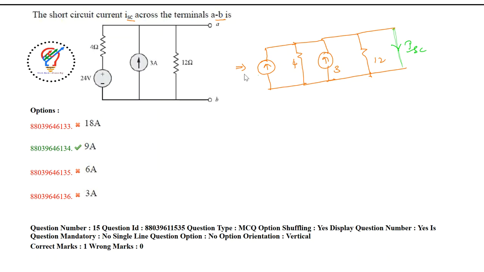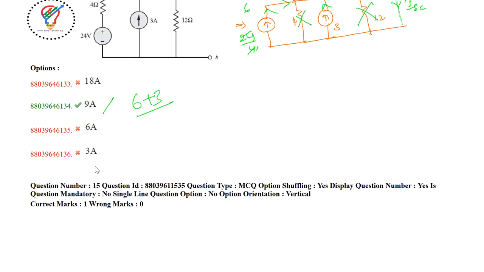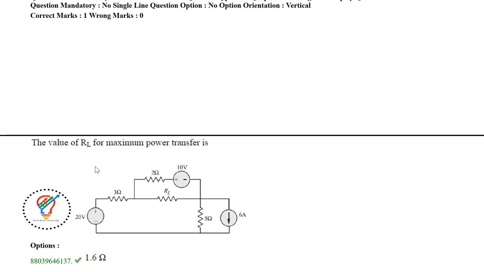Now what is the magnitude of current here? 24 by 4, so 6 amperes of current flows here. In a parallel short circuit, these resistances don't have any effect. So the current flowing here is 6 amperes, and from here it is 3 amperes. The total current is 6 plus 3, so the answer will be 9 amperes. Simple questions, if you are doing practice.